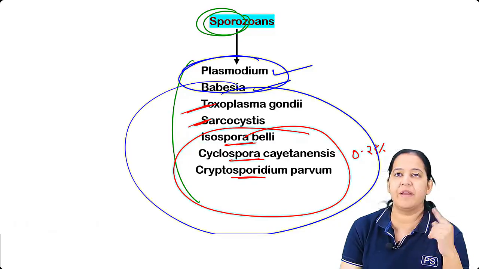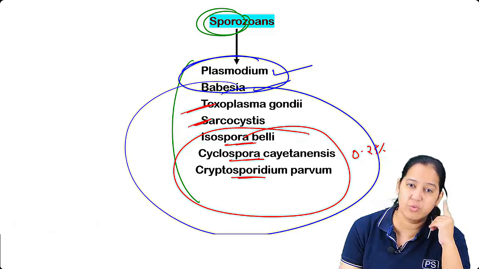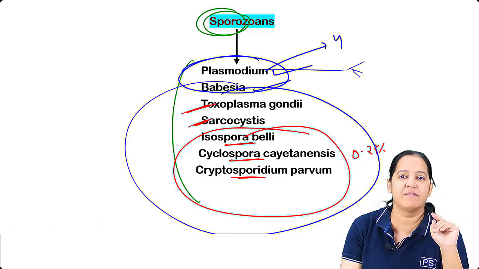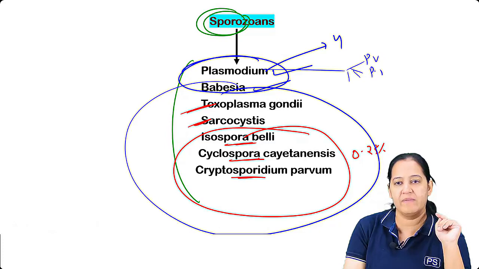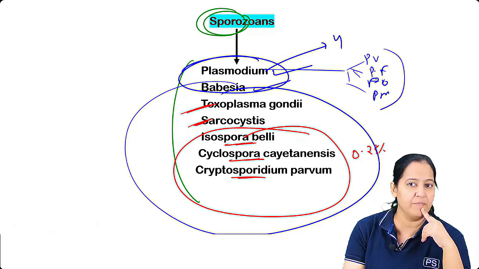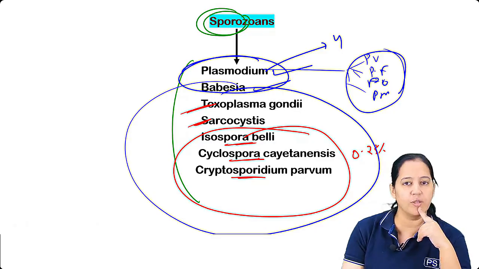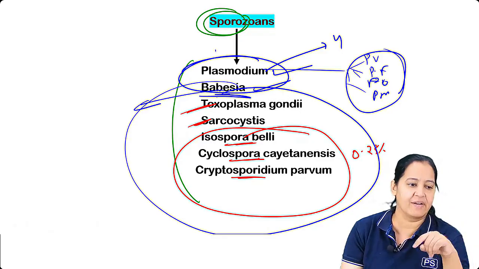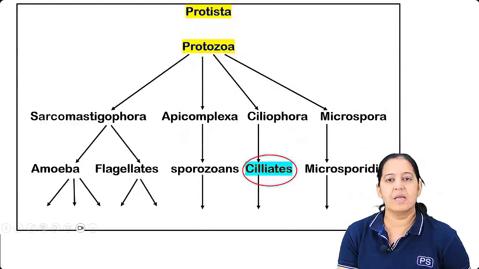You can see your page number. What is the next page number? 1, 2, 3, 4. On page number 4, Plasmodium is given. The 4 types of Plasmodium are given: Plasmodium vivax, Plasmodium falciparum, Plasmodium ovale, Plasmodium malariae. Are the 4 types of Plasmodium given? So on page number 4 all the Plasmodiums are there. Babesia is not there in the chart. It's very small. You can add it below Plasmodium.